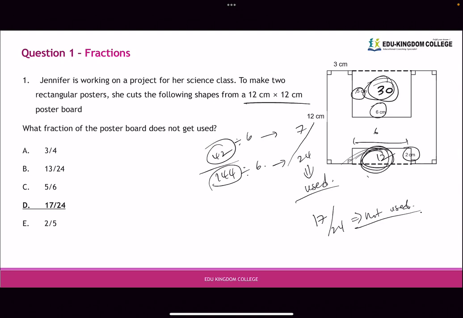So the amount used is 42 over 144. If you divide top and bottom by 6, you should get 7 over 24. So that's how much is used. If you didn't read the question properly, that would have been your answer. But they're saying what's not used. Okay, so if it's 7 out of 24 that's used, if you minus that from 1, it's going to be 17 over 24 that's not used.